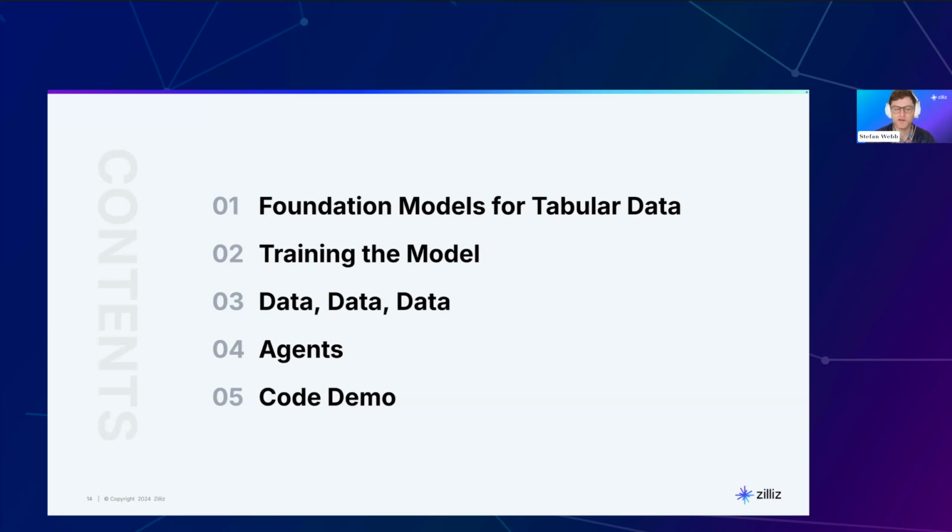In the third section, I'll talk about the data, why that's important, and where we might get it from. In the fourth part, I'll talk about agents and how this might fit into a useful agentic framework. And then finally, I'll run through some code, looking at the Python library from the authors of the paper that we'll be looking at, and showing some things that you can do with that.